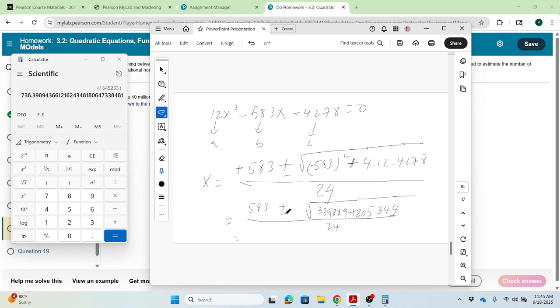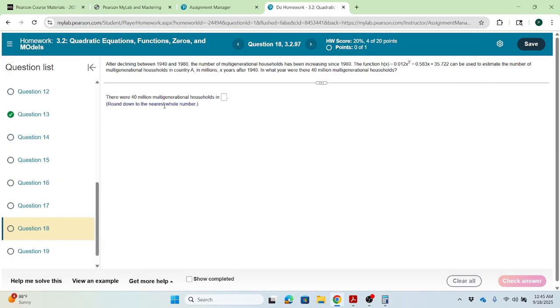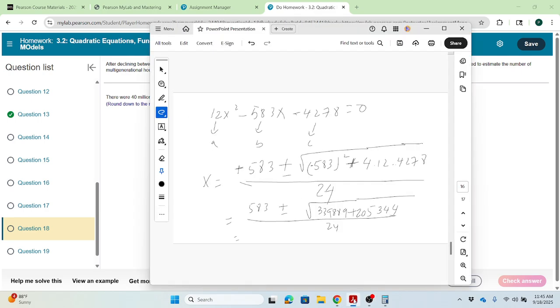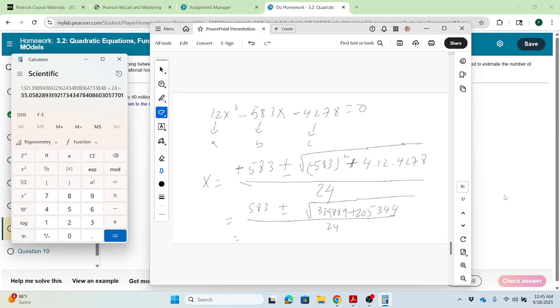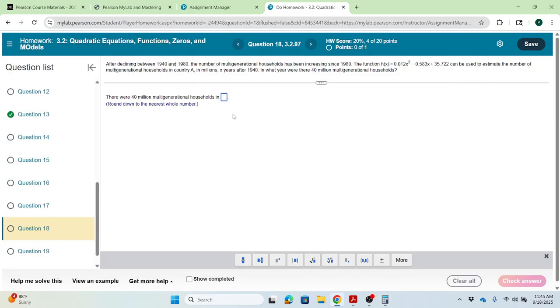If you use the negative sign, the answer x, which is the time, would be negative, which is not possible. So the only way we can make it possible is by using the plus sign. So this number plus 583, divided by 24, is 55.058. Round to the nearest whole number. So it is 55 is the whole number.